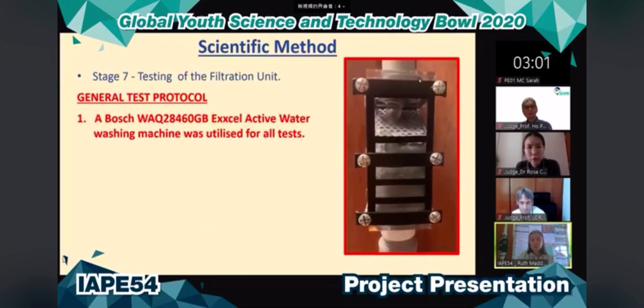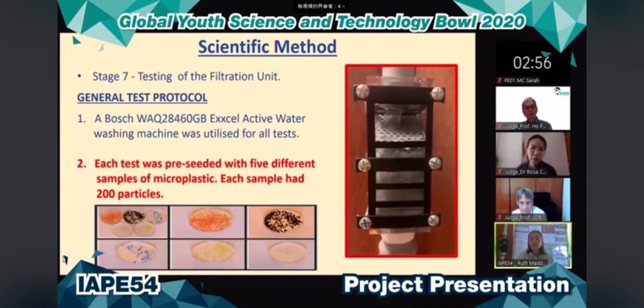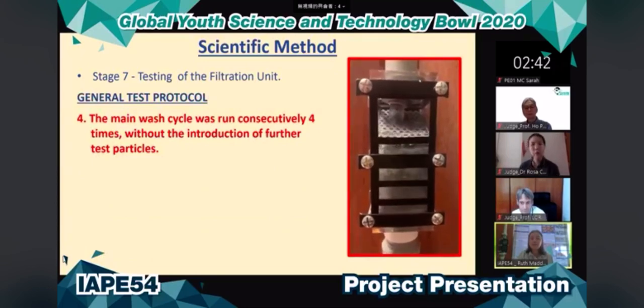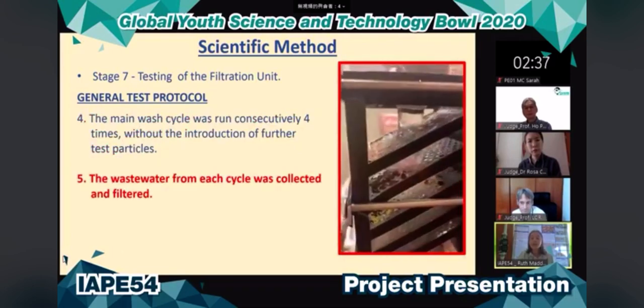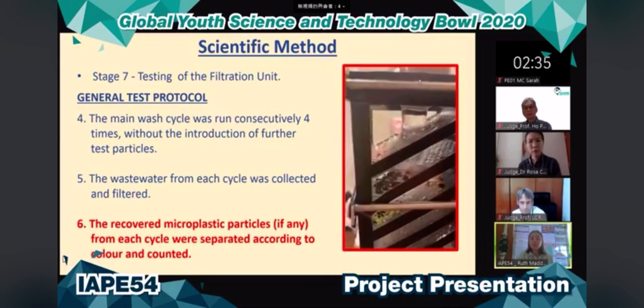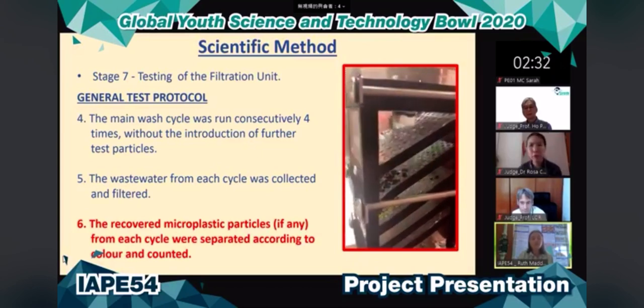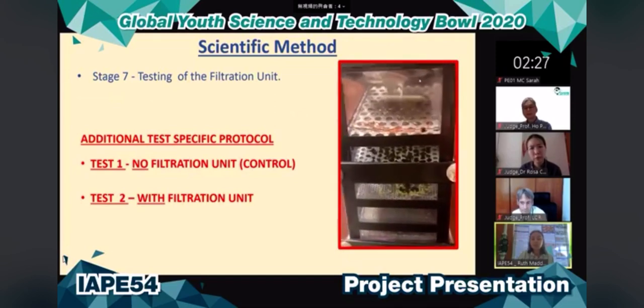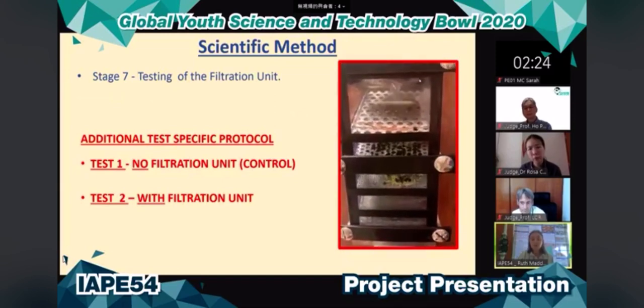General test protocol. A Bosch automatic washing machine was utilized for all tests. Each test was preceded with 5 different samples of microplastic. Each sample had 200 particles. The machine was set to a short main wash cycle comprising 2 sub-wash cycles and a final 400 RPM spin cycle. The main wash cycle was run consecutively 4 times without the introduction of further test particles. The wastewater from each cycle was collected and filtered. The recovered microplastic particles, if any, from each cycle were separated according to colour and counted. Additional test-specific protocol. Test 1, no filtration unit, the control, and Test 2 with the filtration unit.